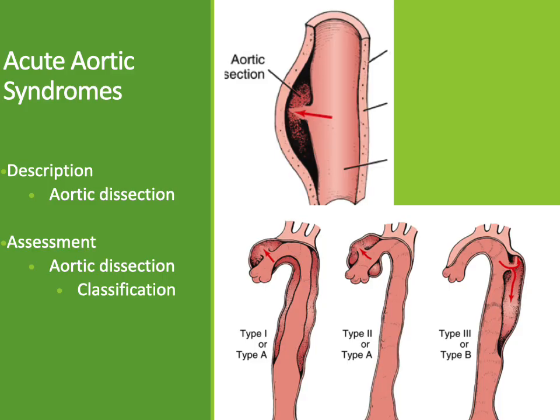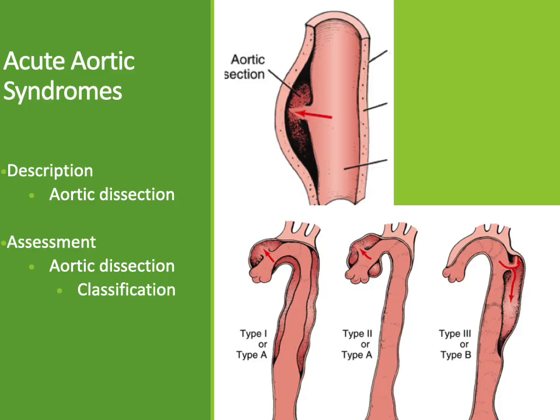The descending one that you see in type 2 typically creates pain that radiates down the back, abdomen, or legs. And as you can see in the different pictures, depending on where that dissection occurs, in the type 1, you can see it's in the ascending or up part of the aorta, and in a type 3, you are in the descending part of the aorta.